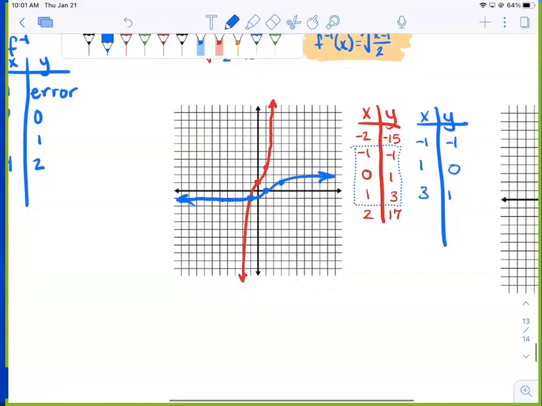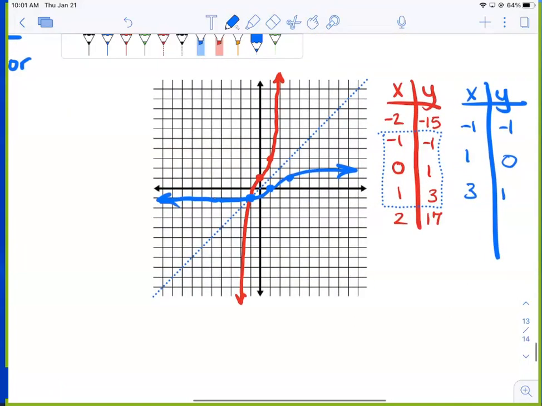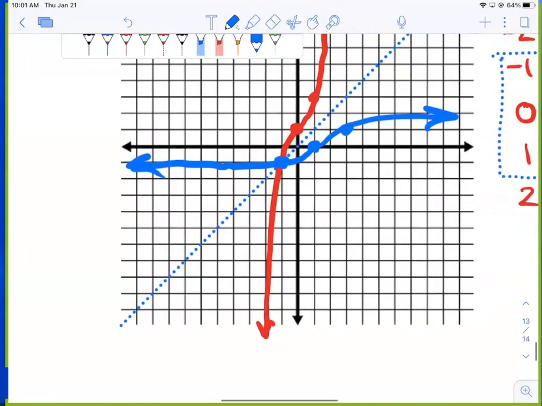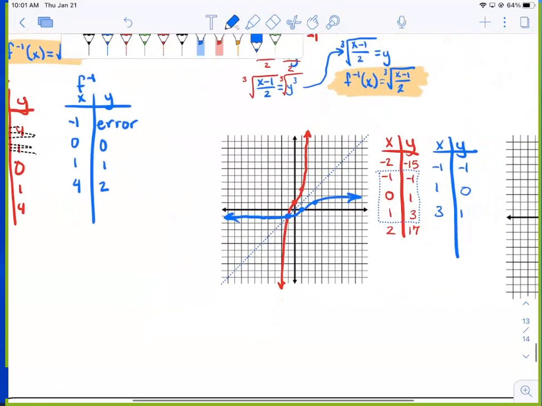And again, that blue function is the inverse, so it should be a reflection over y equals x. And if you graph that y equals x line, you can see that it is a reflection over that line. Any questions about this one?